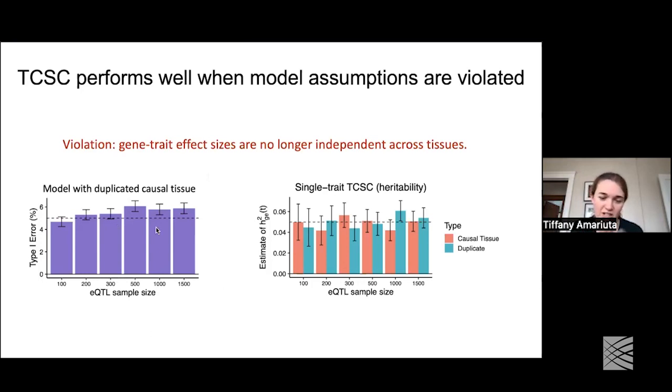The type 1 error still hovers around 5%. And the estimate of heritability, because now these two tissues are sharing the same signal, it's halved. So before we were looking for a quantity of 10%. Now, because we have a duplicate tissue, we're looking for each to be estimated at 5%. And while it's noisy, this is approximately what TCSC is finding. So we're actually quite happy with how TCSC is performing in the event of model assumptions being violated.